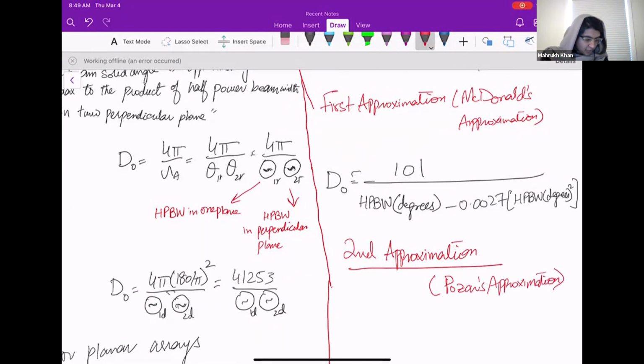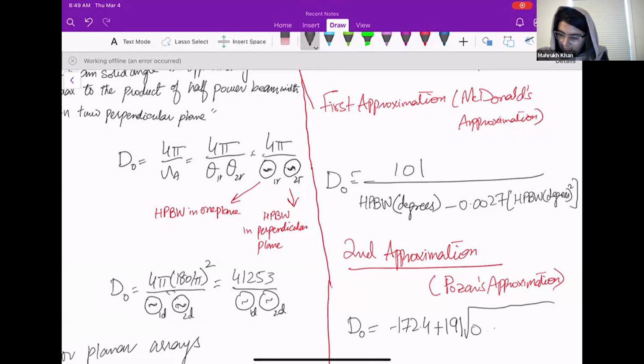So in Poisson approximation, our directivity is minus 172.4 plus 191.818 plus 1 over half power beam width in degrees. So in the exam, if I am asking you these things, I will give these formulas, okay? Like if I'm asking you to compare your exact beam solid angle, like exact directivity, with approximate directivity, I will give you these formulas.